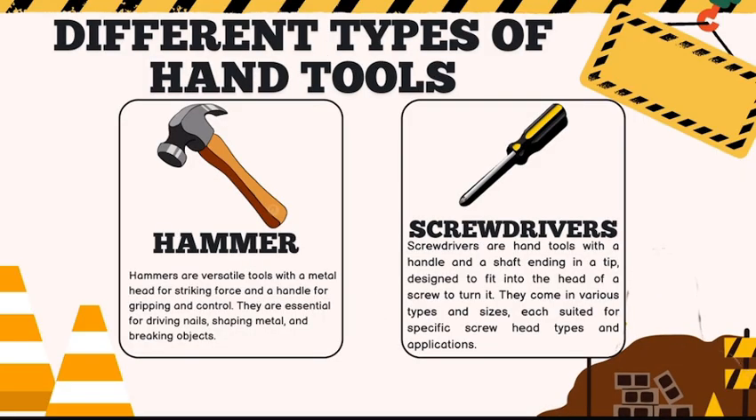Next is different types of hand tools. The first type is hammer. Hammers are versatile tools with a metal head for striking force and a handle for gripping and control. They are essential for driving nails, shaping metals, and breaking objects. The next is screwdrivers. Screwdrivers are hand tools with a handle and a shaft ending in a tip, designed to fit into the head of a screw to turn it. They come in various types and sizes, each suited for specific screw head types or applications.